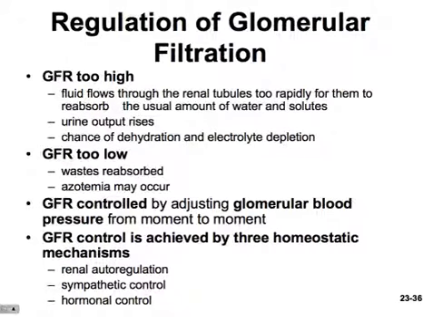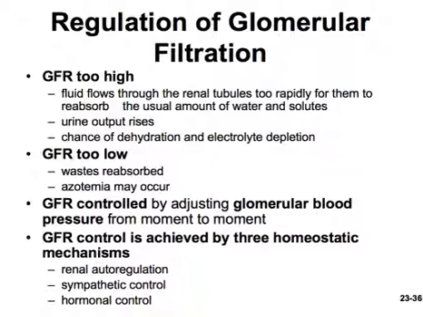If GFR is too high, fluid flows through the renal tubules too rapidly for them to reabsorb the usual amount of water and solutes, and urine output would rise. This would result in a risk of dehydration as well as electrolyte depletion. If the GFR is too low, then we'll see that many wastes are reabsorbed and azotemia may occur. That is, there would be too many nitrogenous wastes left in the blood.